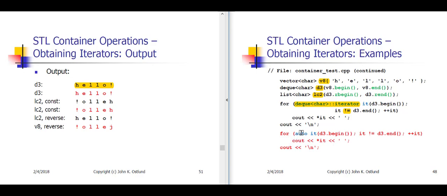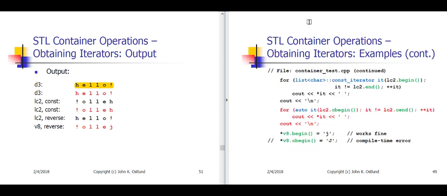And in the red for loop, rather than typing out the full gory name of the iterator that is a member of the deck of char class, we just used auto. Now, for the list lc2, since we don't plan to change anything in the list, what we really should ask for is a const iterator.